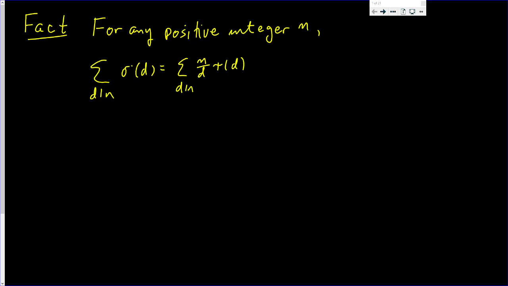In this video, we're going to prove the following fact. For any positive integer n, the summation of sigma of d over all divisors of n is equal to n over d times the summation of n over d times tau of d over all divisors of n.